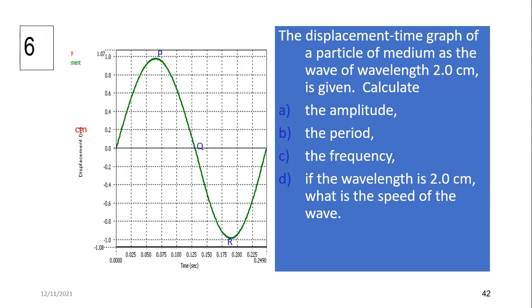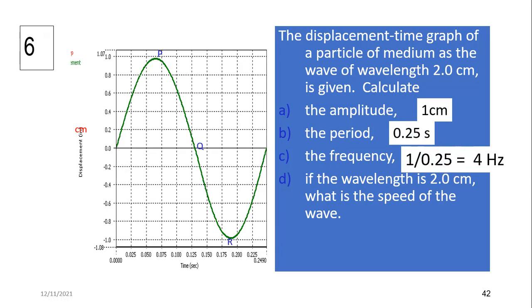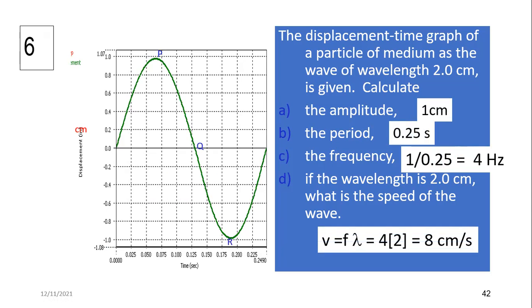This is testing whether you know how to read the graph. Amplitude is about 1 cm. And the period, this here is a period: 0.25 or 0.249, round it off. Frequency is 1 over period. And know how to find the speed: frequency times wavelength. Frequency is 4 Hz. Wavelength is 2 cm.